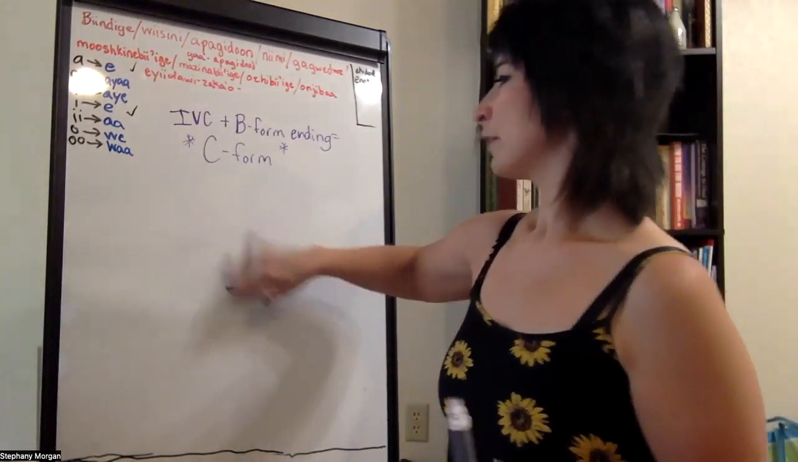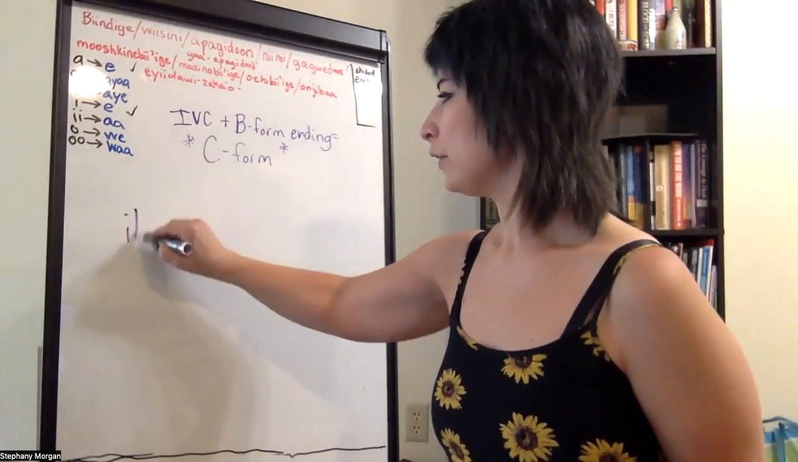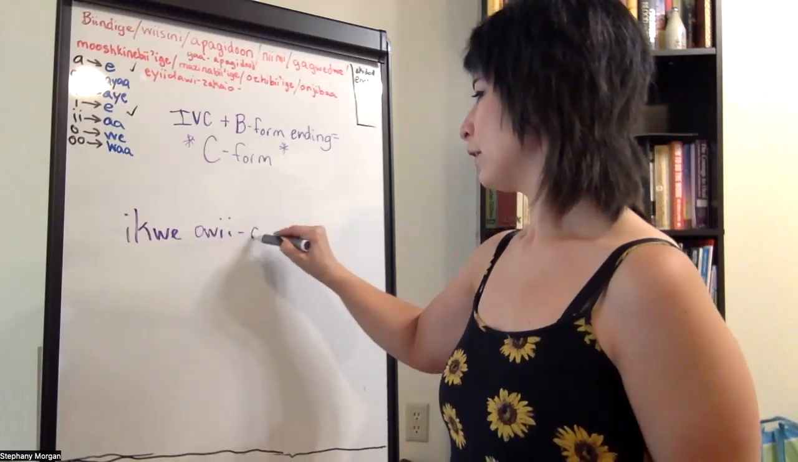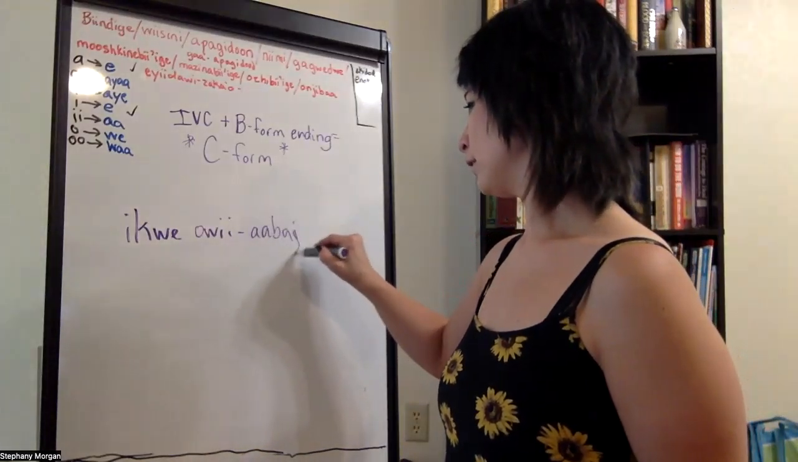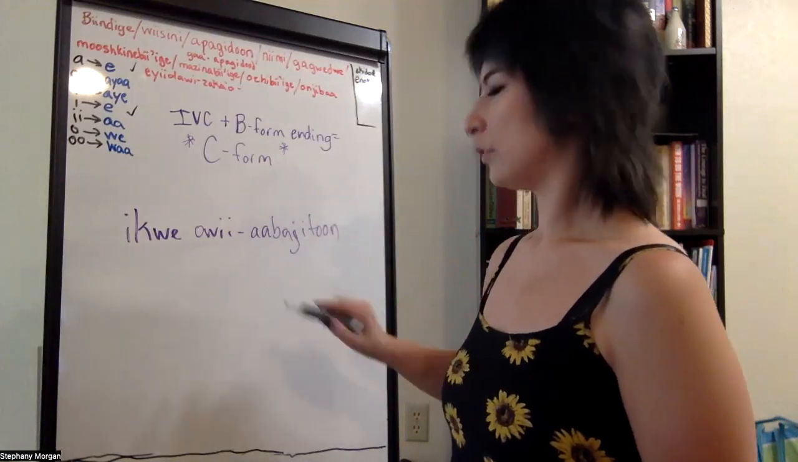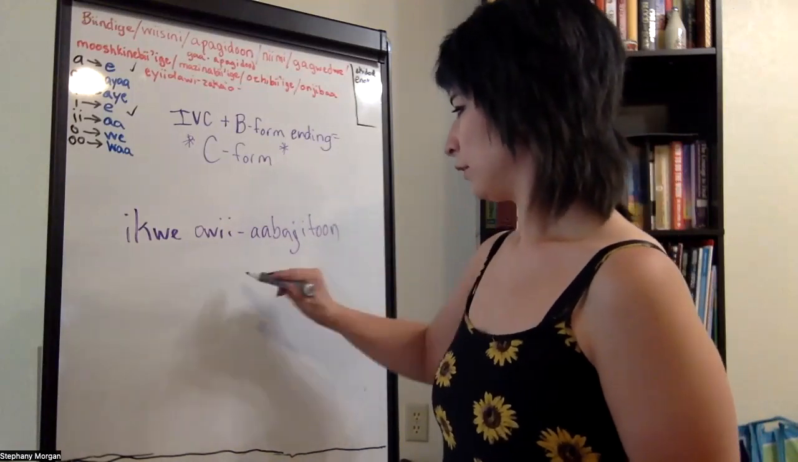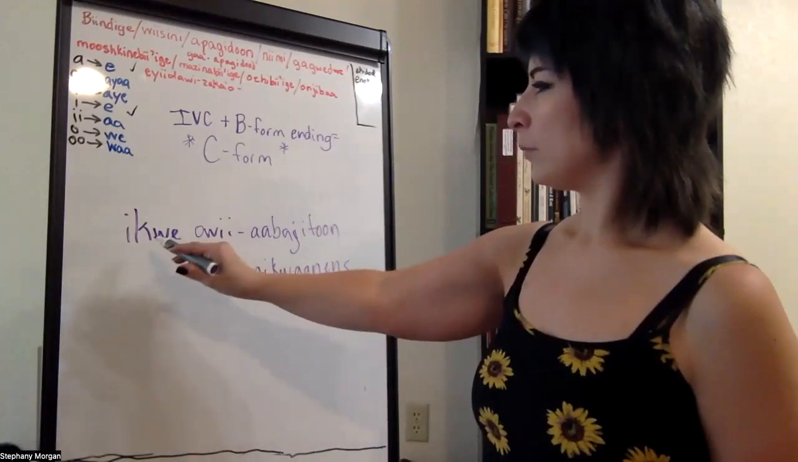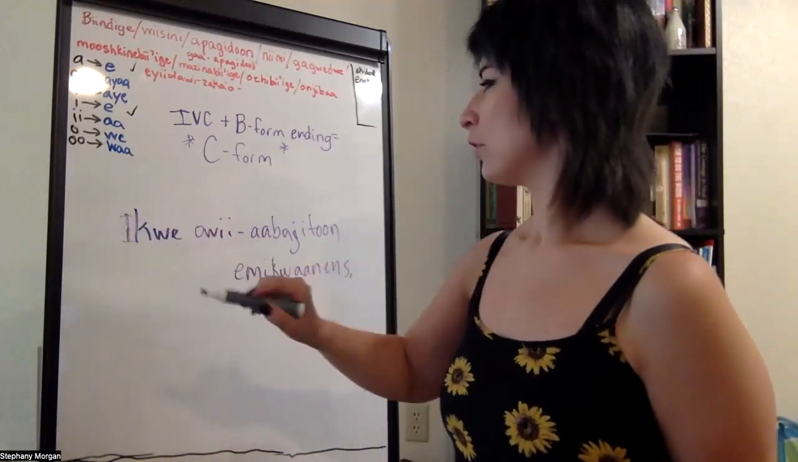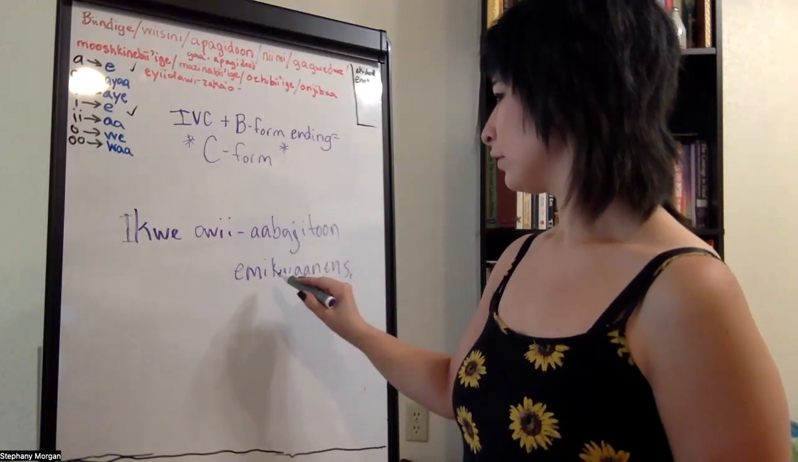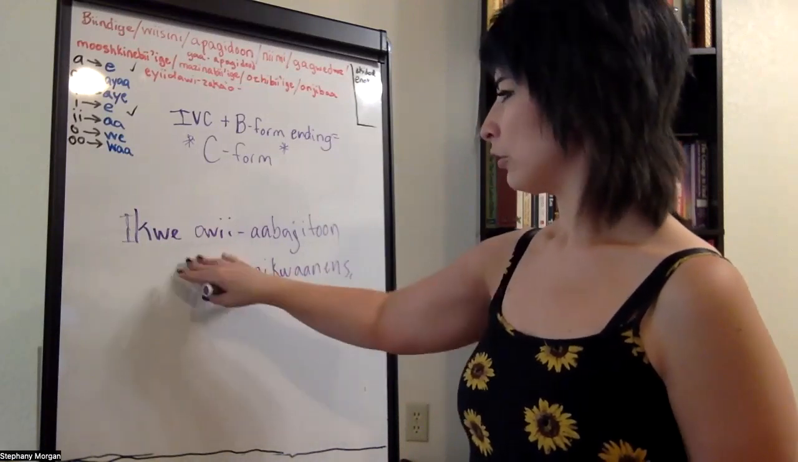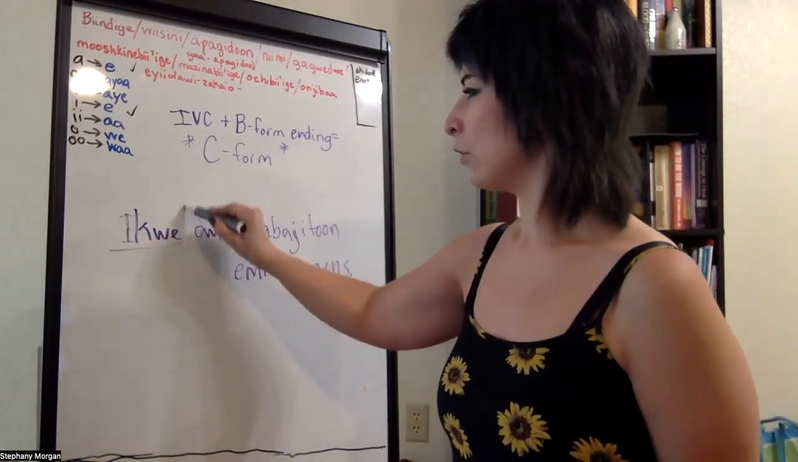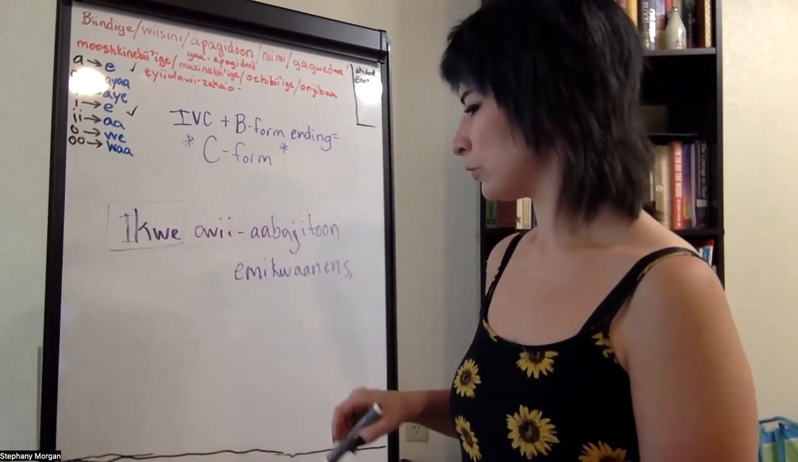Let's see. Ikwe, the girl or the woman. Ikwe, we abajitun emekwanits. This sentence means the woman wants to use a spoon. This emphasizes that it is the woman who wants to use the spoon.